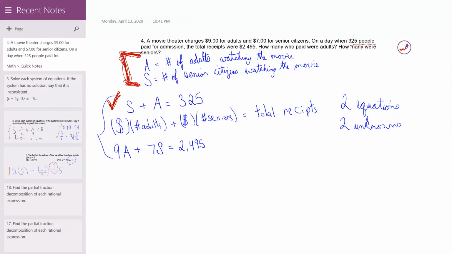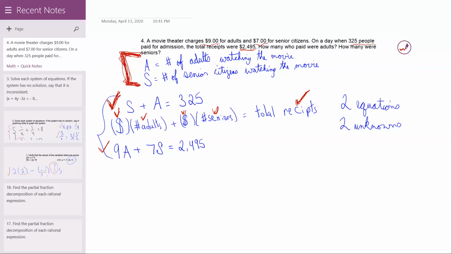And then we get total receipts here, which means the revenue basically. And revenue is always price times quantity. So in this case, we have price times the quantity of adults plus price times the quantity of seniors, which ends up being 9A plus 7S equals 2,495, because that was given in the problem. And so were the prices.